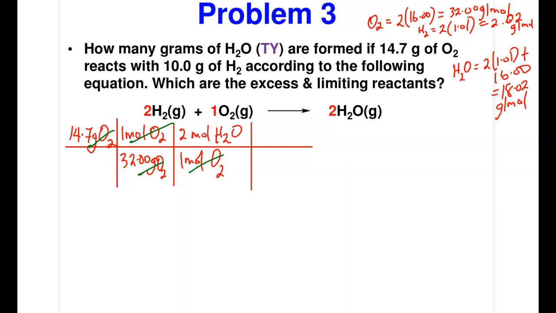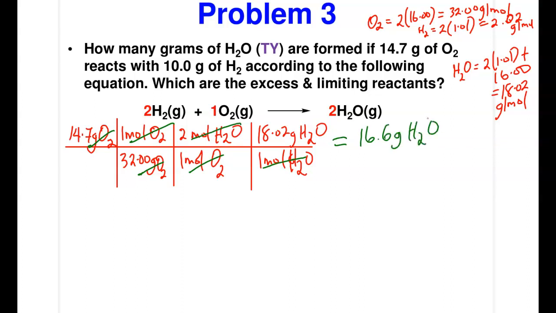Then we're going to convert it to mass of water. What do we use? We're going to use the molar mass of water. So what that means is that a mole of water, H2O, is going to be 18.02 grams of H2O. And again, if we cancel out, let's see what it's going to give us there. With my green, we go with this. And then if you multiply everything completely, it's going to give you 16.6 grams of H2O. That is what we generate from 14.7 grams of oxygen.